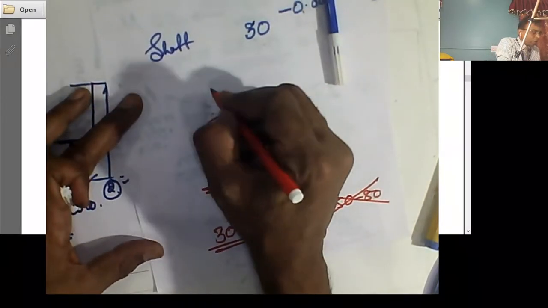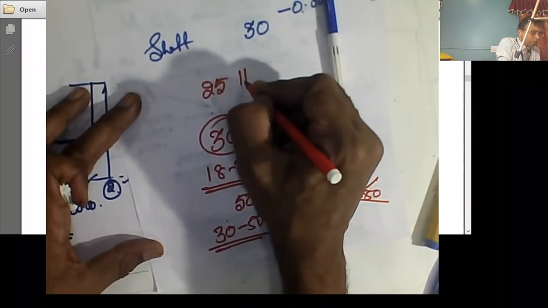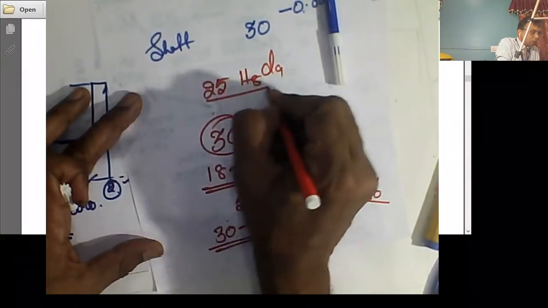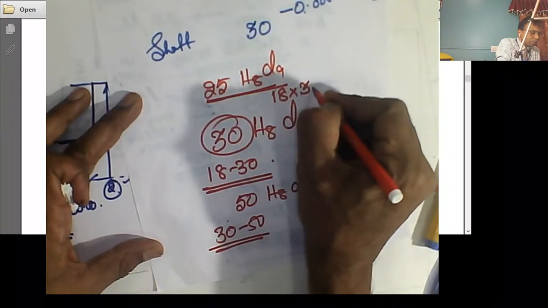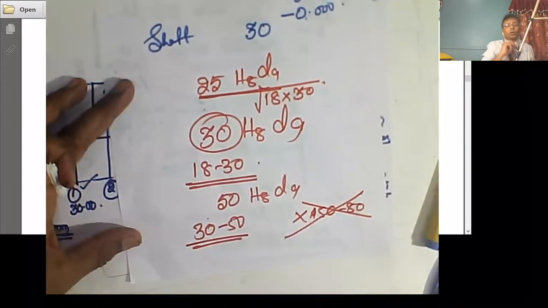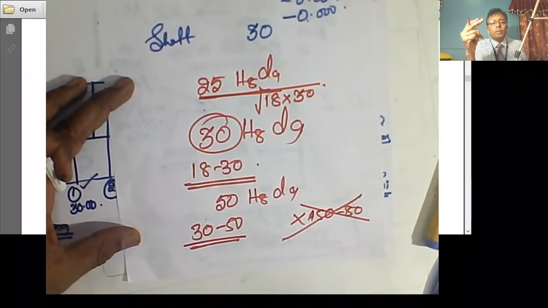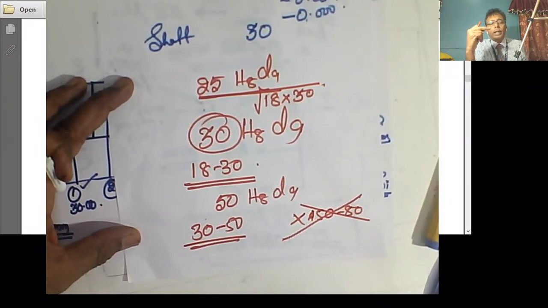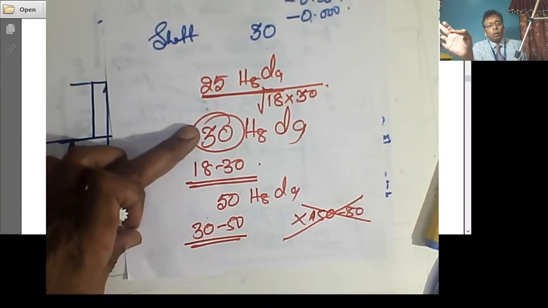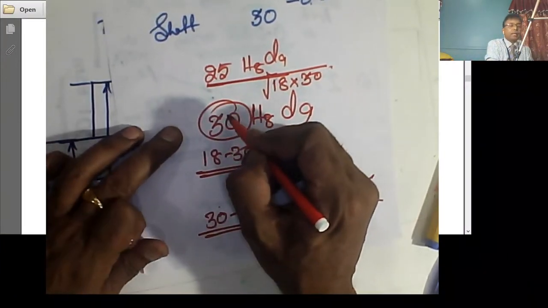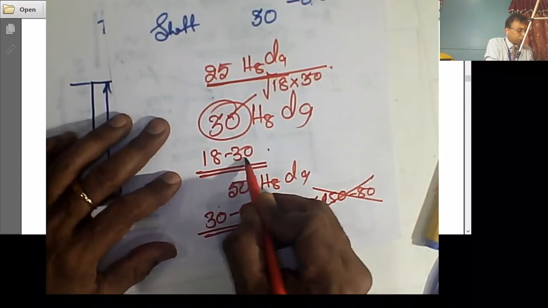Next, if the given value is 25 H8D9, no ambiguity, straight away you have got 18 to 30. 25 lies between the range 18 to 30, no ambiguity. Got it? The problem comes only when the value is exactly on the changing values.